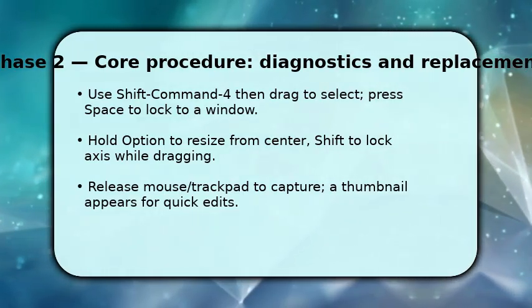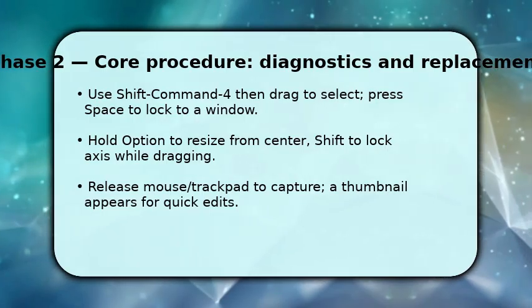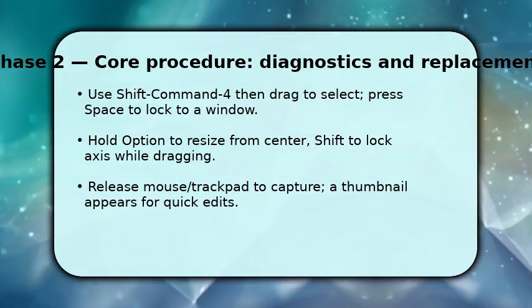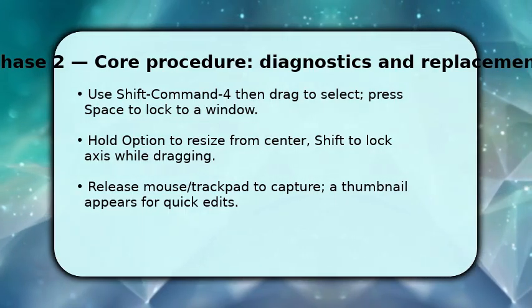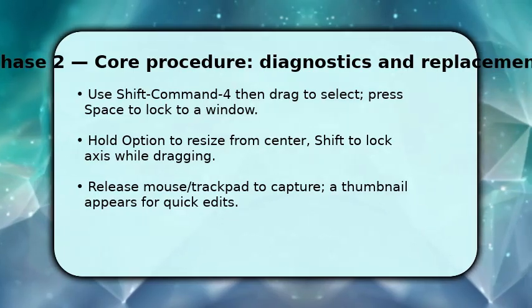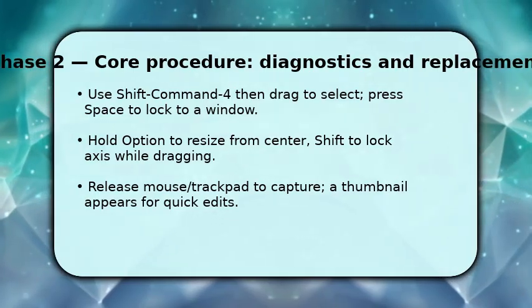When you release the mouse or trackpad, the screenshot is taken, and a floating thumbnail appears in the corner so you can trim or annotate immediately. This saves time and keeps files tidy. Finish by choosing the Save Destination and Sharing method.